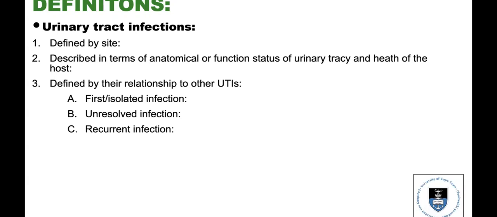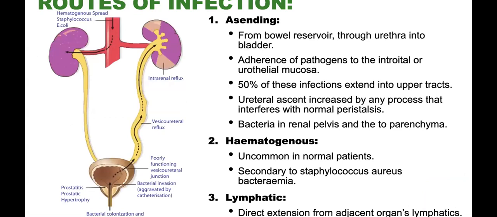So these UTIs are caused by the same bacteria, and usually there's a focus in the urinary tract that harbors the bacteria, such as a stone. Routes of infection of UTIs: most commonly ascending from a bowel reservoir through the urethra up to the bladder. Pathogens adhere to the vaginal mucosa and perineum, and then go up the urethra. 50% of these infections can extend into the upper tract, and when they go up the urethra, the ascent can be increased by any process that interferes with normal peristalsis.